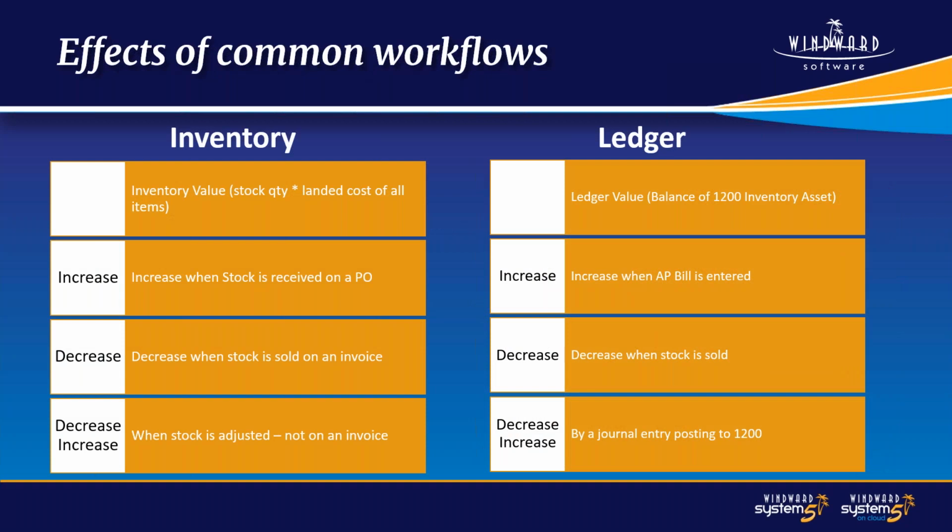Now, this is the key place where misunderstanding happens. When you're new to System 5, the idea that these two things are separate values probably seems a bit foreign. There are several good reasons for why the system's designed that way, but simply put, it's best if you understand which things affect the first number, the inventory value report, and which things affect the ledger.